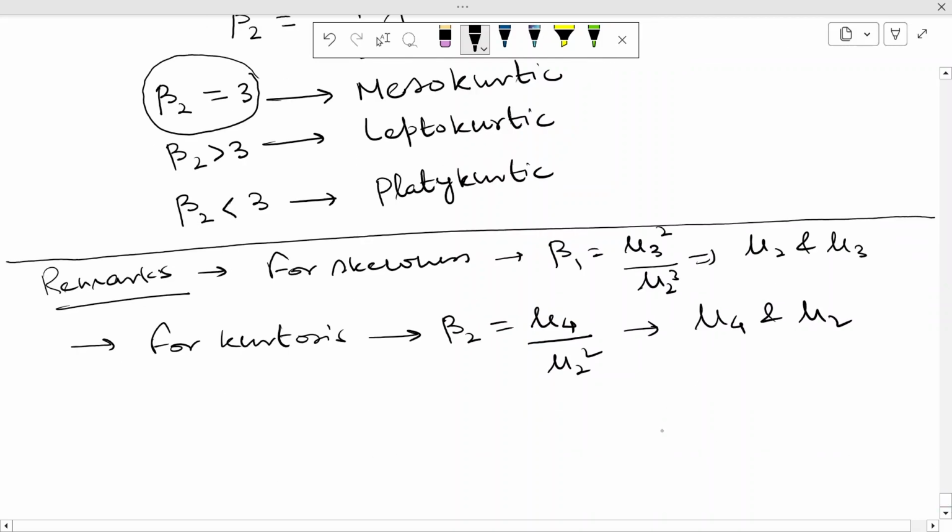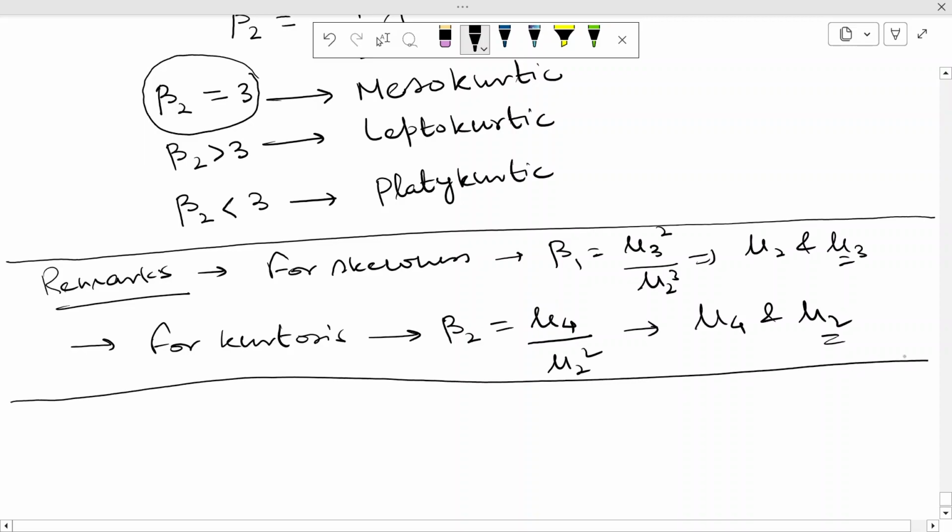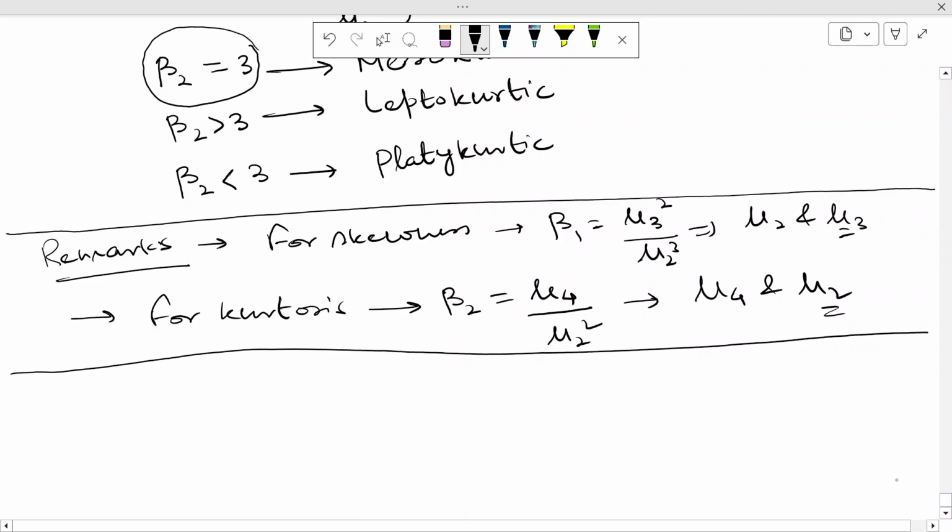But yes, if we have to study both, then we have to calculate mu2, mu3 and mu4, and we know that the first central moment is 0, so we have to calculate all the non-zero central moments in order to discuss the skewness and kurtosis of any given data. So here we illustrate this concept with the help of examples.